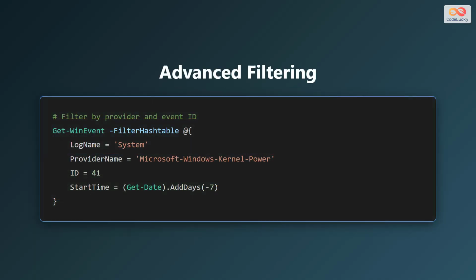You can combine multiple filter criteria to create very specific queries. This example demonstrates filtering by provider name, event ID, and time range. We're looking for events with ID 41 from the Microsoft-Windows-Kernel-Power provider in the System log within the last 7 days. The ProviderName parameter identifies the specific Windows component that generated the event. The Id parameter filters for a particular event number. This level of precision is essential when troubleshooting specific issues, as it allows you to zero in on exactly the events you need without wading through thousands of irrelevant entries.